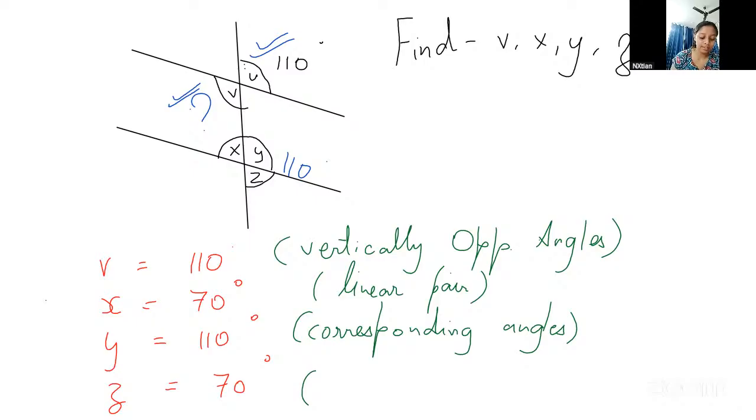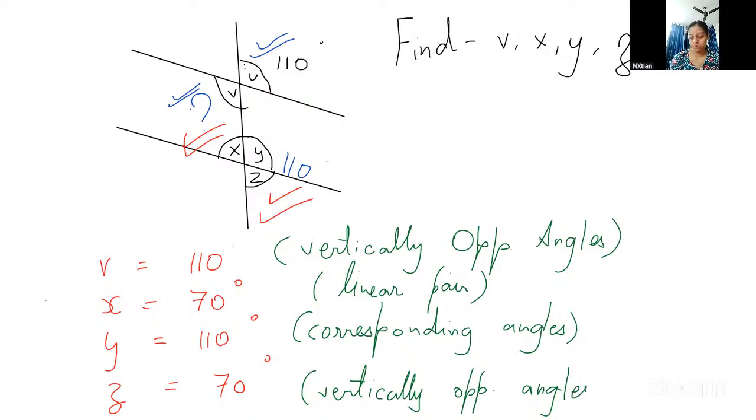Linear pair. Okay, and Z and X. Take a look at these two angles. Now I know that X is 70, so this side Z can also be 70. Why? Again, vertically opposite. Like V and U on the top, at the bottom we have X and Z, vertically opposite angles. Got it? Understood?